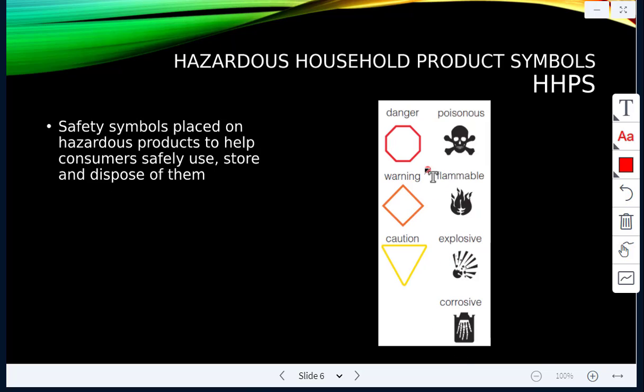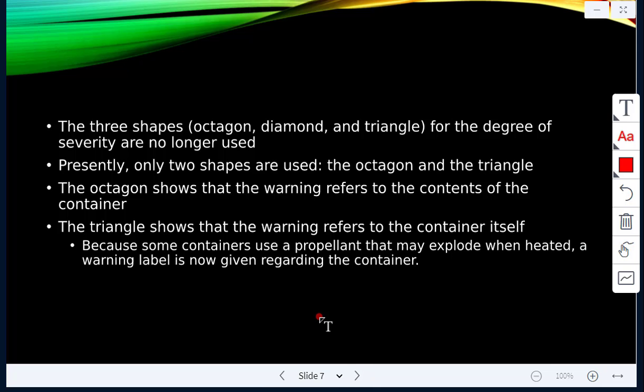Now keep in mind that because of recent changes, the warning symbol is no longer used. Just the danger symbol and caution symbol are used. So the two shapes that are used now are just the octagon and the triangle. The octagon shows that the warning refers to the content of the container. So whatever is inside the container is represented with the octagon.